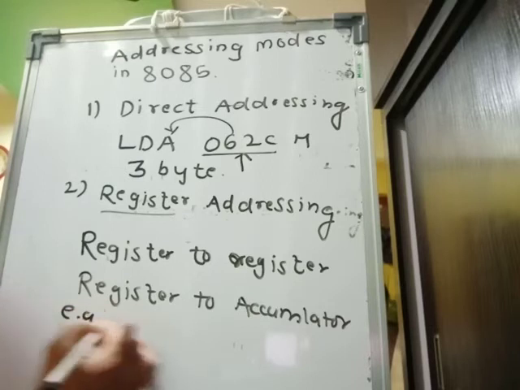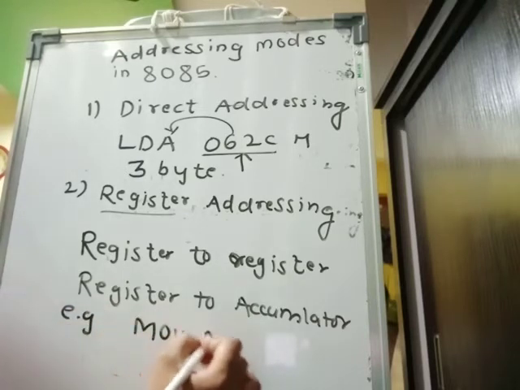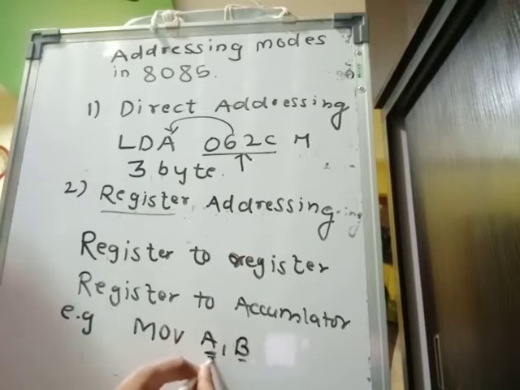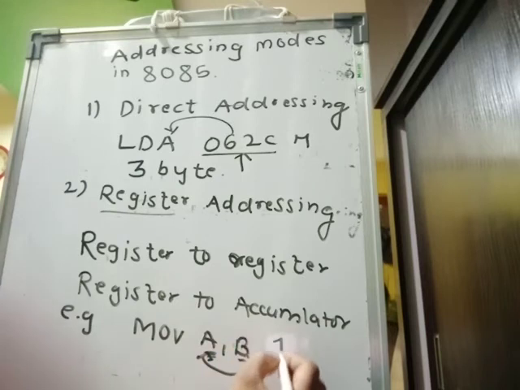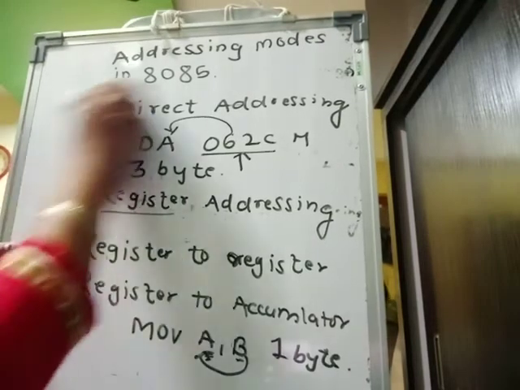For example, MOV A, B. The accumulator is also a register, so the data will be transferred from register B to the accumulator. This is called the register addressing mode, and most of the instructions in this mode are 1 byte, that is, single byte. Okay, now we'll see the register indirect addressing mode.